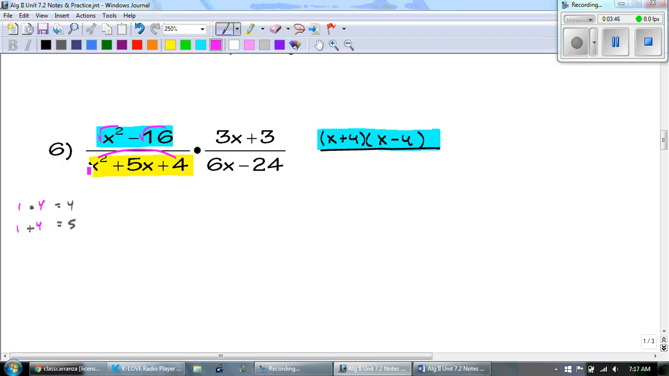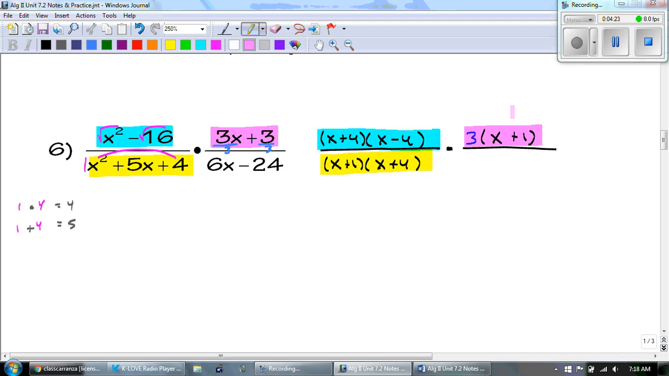Now, I like that because my leading coefficient is 1. So I can come over here and we can write that as x plus 1, x plus 4. Okay, and we're not done yet because now the 3x plus 3, I can factor out a 3, so the 3 comes out front, and then 3x divided by 3 is x, 3 divided by 3 is 1, so that's everything from the pink over there.